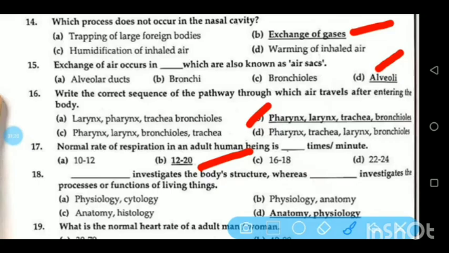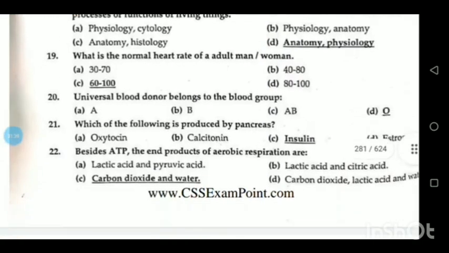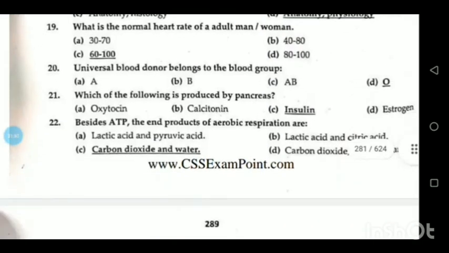Dash investigates the body's structure, whereas dash investigates the process or function of living things. Anatomy investigates the body's structure, whereas physiology investigates the processes or functions of living things.